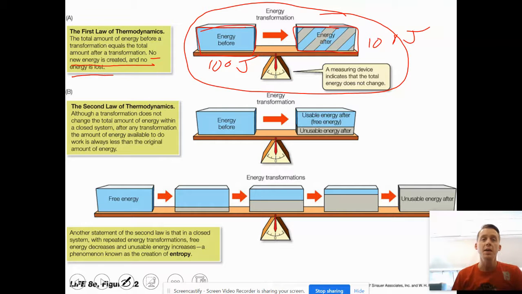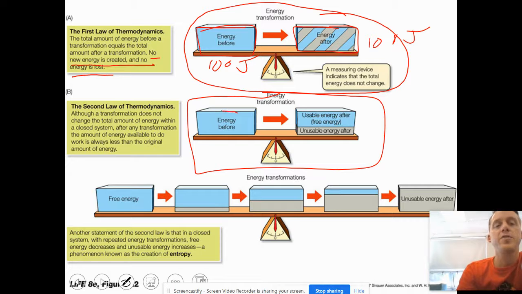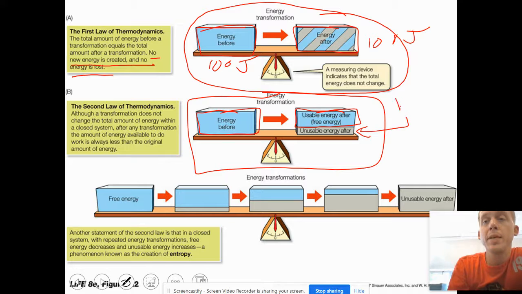So if we started with 100 joules of energy, we are left with 100 joules of energy at the end. The second law of thermodynamics states that although a transformation does not change the total amount of energy, after any transformation, the amount of available energy to do work is always less. So what does this mean? Let's look at the picture to figure it out. We have an energy transformation before and then after. And notice what happened is that a lot of that energy was lost. How was it lost? Probably due to heat.